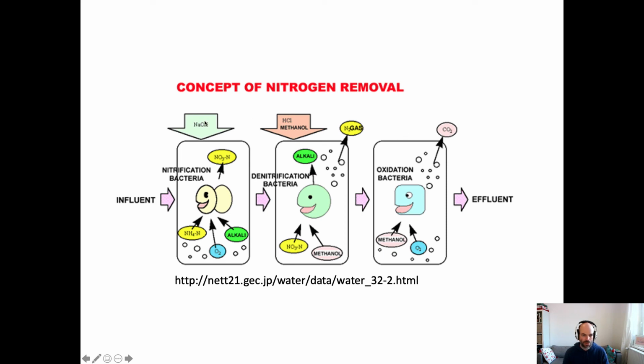I honestly don't know why they're using NaOH here and HCl here. Something about the pH, I guess, and I'm not really sure what methanol is doing here. I know very little about wastewater treatment. Maybe some of you know more, and you can help us to understand this diagram better. But the basic idea here is by taking advantage of these metabolic pathways of nitrifiers and denitrifiers and heterotrophs, you can clean up our water using microbial processes.